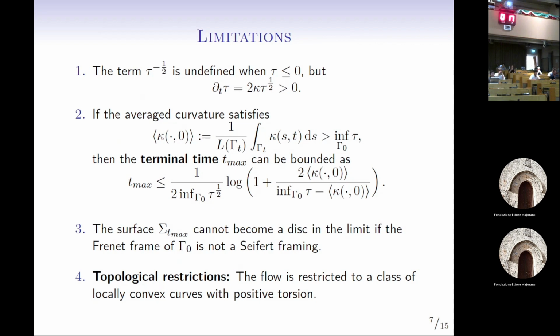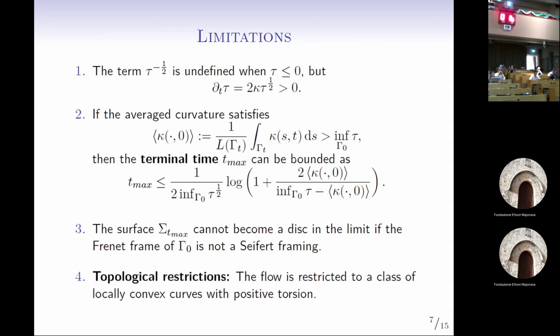And then there are some topological limitations. So, of course, if the initial curve or the Fernandez frame of the curve is not a Seifert frame, then this cannot shrink to a disk. It cannot create a disk.